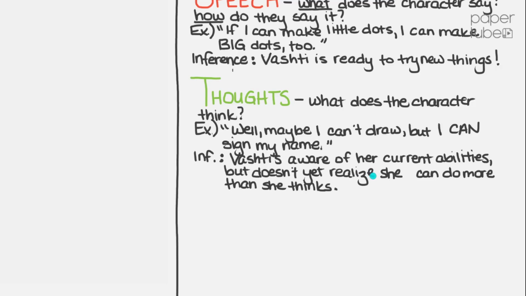The inference that I can make off of that quote is that Vashti is aware of what she's currently able to do, but she doesn't realize that she can do even more than that. She's still stuck in a fixed mindset at this point.